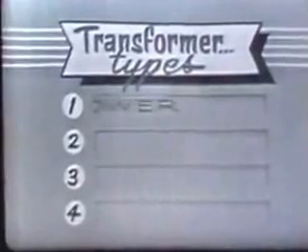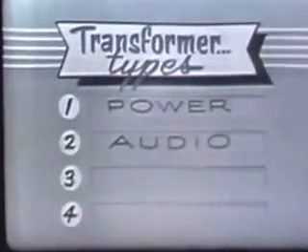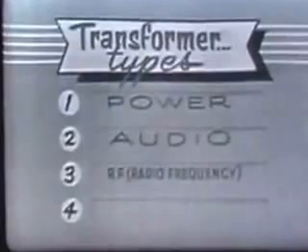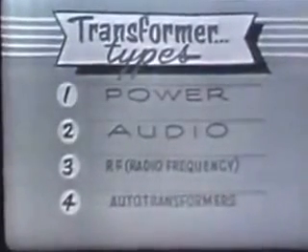They include power transformers, audio transformers, RF, radio frequency transformers, and finally, auto transformers. Power transformers are used to step up or step down AC voltages occurring at the power frequencies, which you'll recall include 50, 60, and 400 cycles per second. It should be pointed out, however, that a particular power transformer is designed to operate at only one of these frequencies. For example, a power transformer that's designed to operate at 60 cycles per second couldn't be operated at 50 and 400 cycles per second.